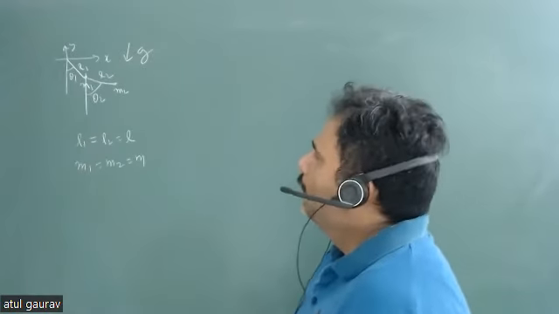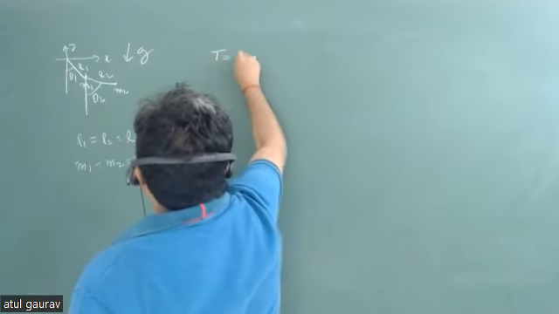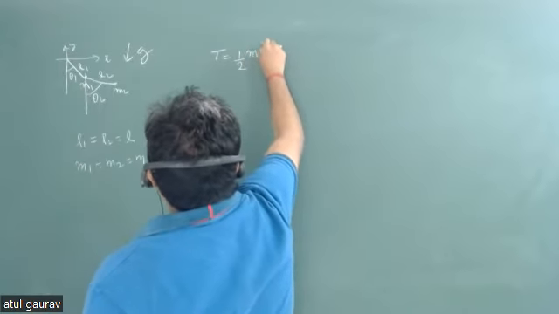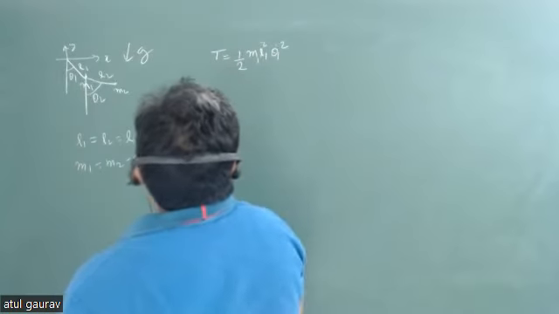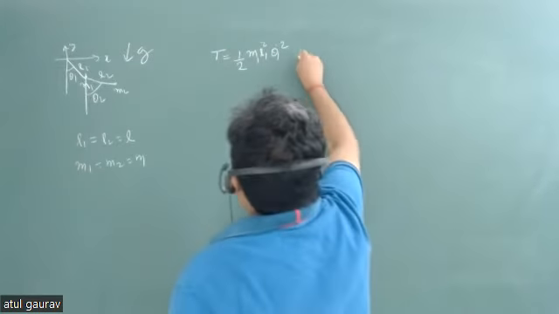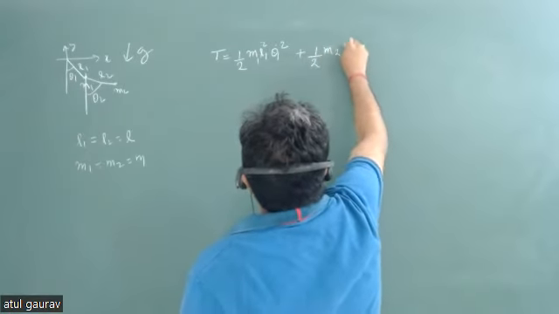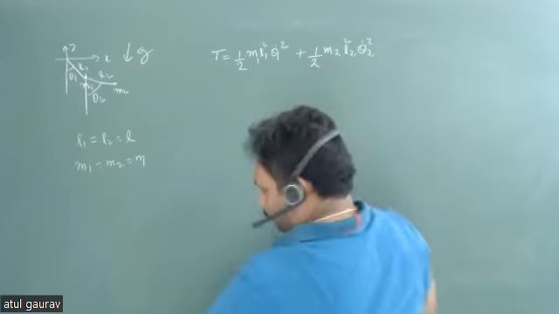Okay, so I think you people remember the double pendulum kinetic energy: half M1 L1 square θ1 dot square plus half M2 L2 square θ2 dot square.